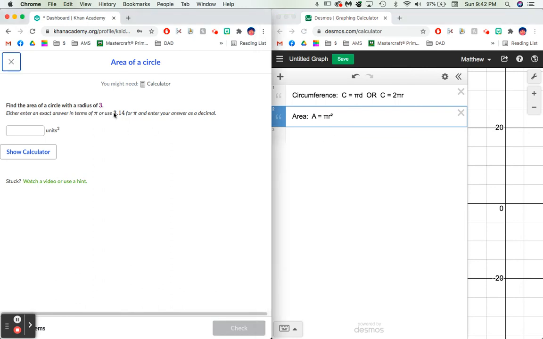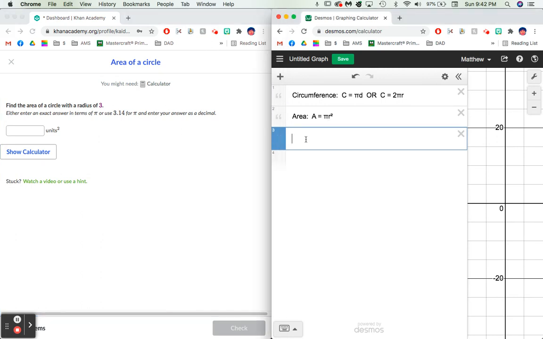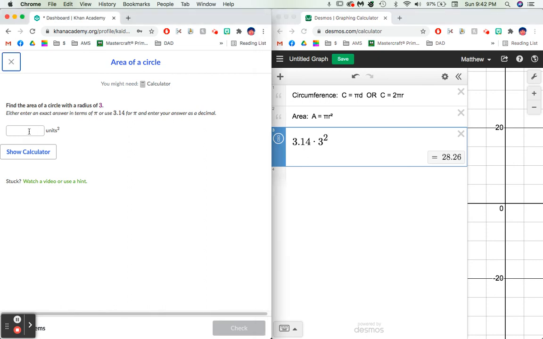This Khan Academy exercise even says use 3.14. So find the area of a circle. We're going to go pi times radius squared. So my pi is 3.14. They give me the radius of 3, and I've got to square that. So 28.26. Let's see what it says. Enter your answer as a decimal. Okay, so no rounding. 28.26 units squared. That's how much space the circle takes up.